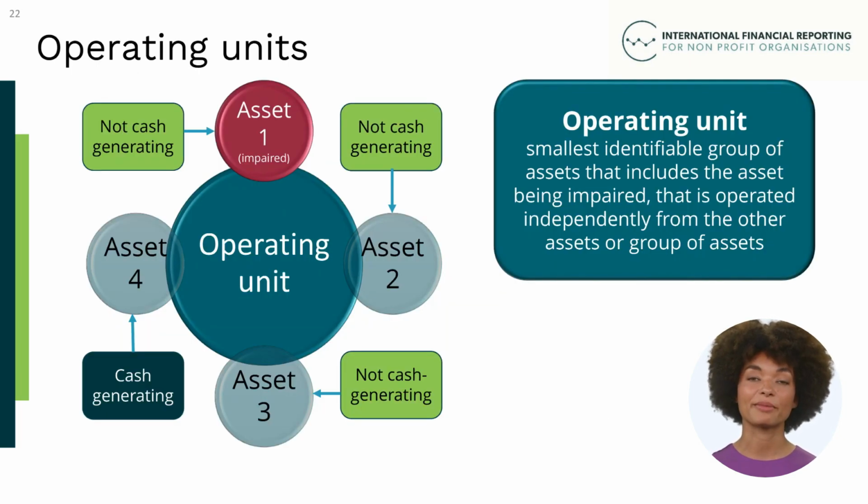When making assessments for impairment, the IFRS for SMEs accounting standard refers to cash-generating units. This allows the assessment of a group of assets in situations where it is not practical for an individual asset to be assessed for impairment. In INPAG, the term cash-generating unit has been changed to operating unit. This specifically allows the inclusion of assets that do not generate cash, because they are held for missional purposes rather than cash generation. An operating unit is defined as the smallest identifiable group of assets that includes the asset being impaired, and that is operated independently from other assets or groups of assets.